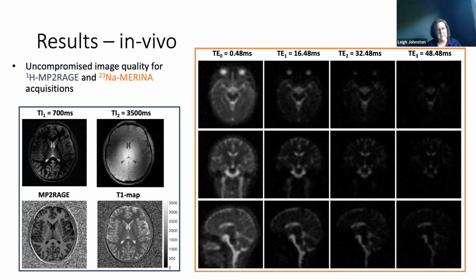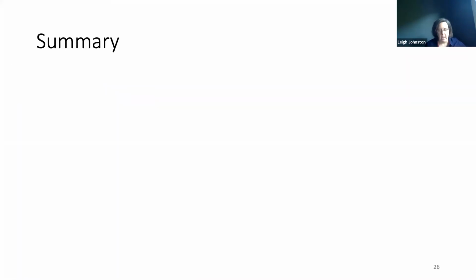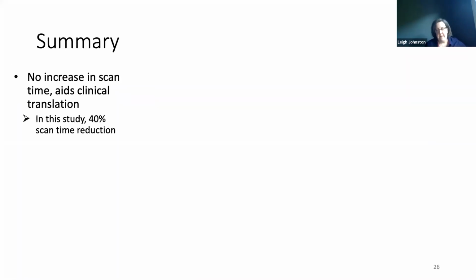but it's about those relative differences between groups of people. So on the left-hand side, here's what's coming out of the MP2RAGE sequence, and you can always form a T1 map from that. And on the sodium side, these are the multiple echoes that we are getting for the same person scanned at the same time. All right, so just to summarise, no increase in scan time. So we're very hopeful that this is going to be a type of technique that appeals to our clinical friends.